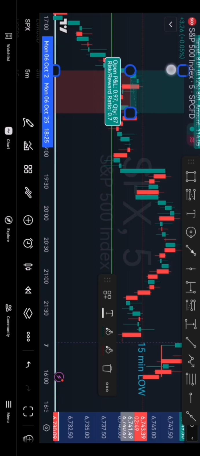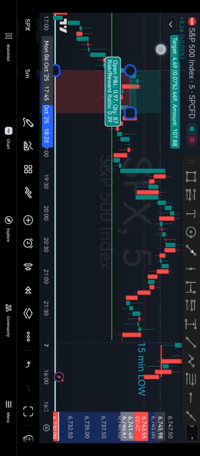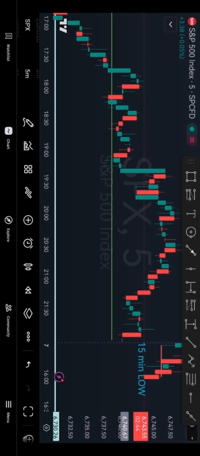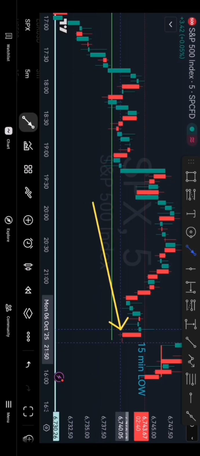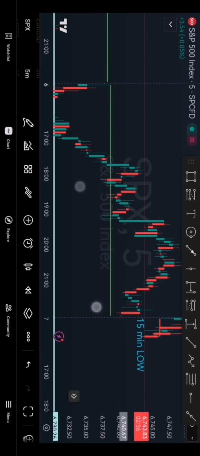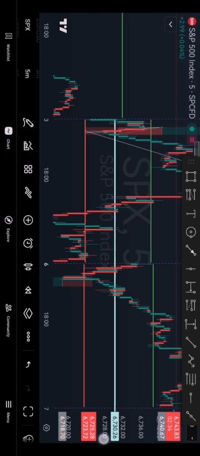And when the market closed, look where it closed. It closed around about here. So the market closed with you being in profit, right? So did you take an L? No, you didn't take an L. So that's a W trade.